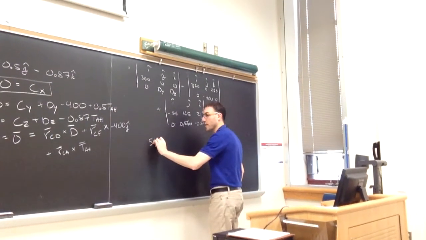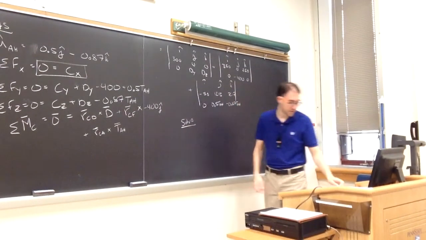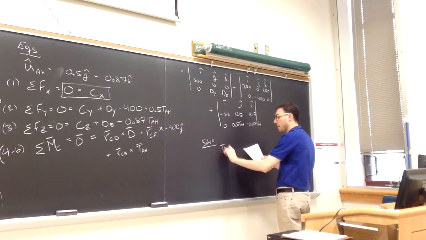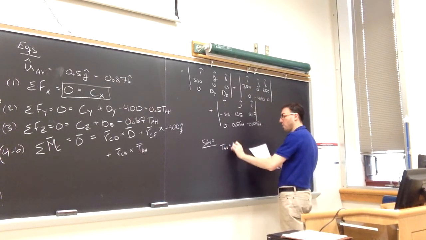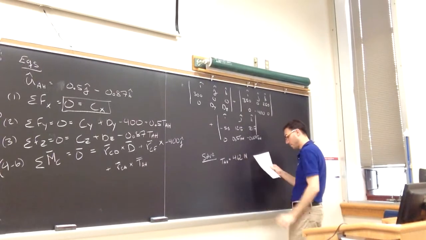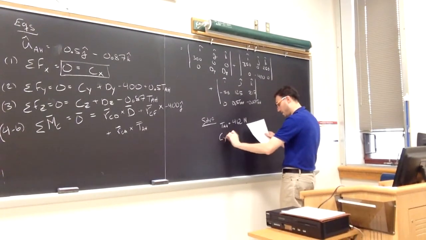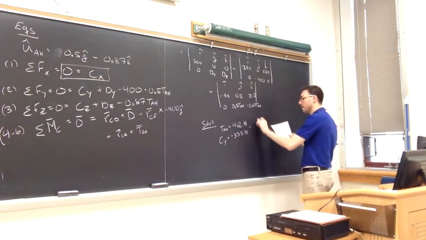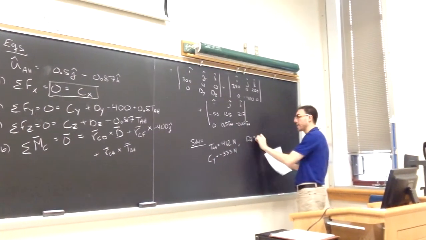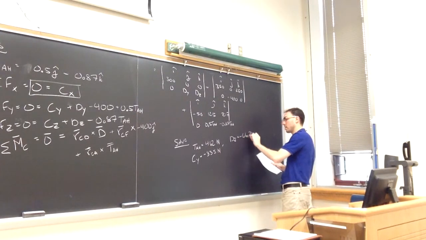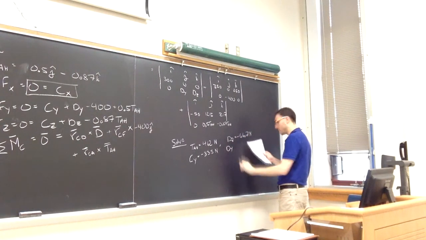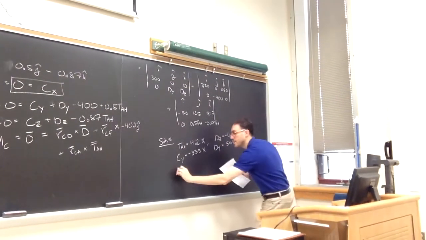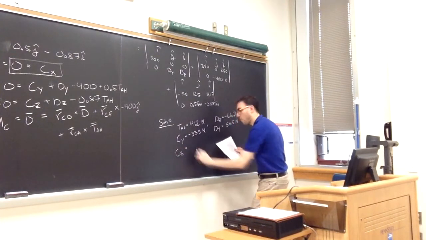Just so you have an answer to compare to, if we go through the solution step, you should get, well, Cx is 0. From the moment equation, the tension is 462 newtons. Cy, you get a negative 335 newtons. Dz, you'll get a negative 66.7. Dy, you get 505 newtons. And Cz, 467.